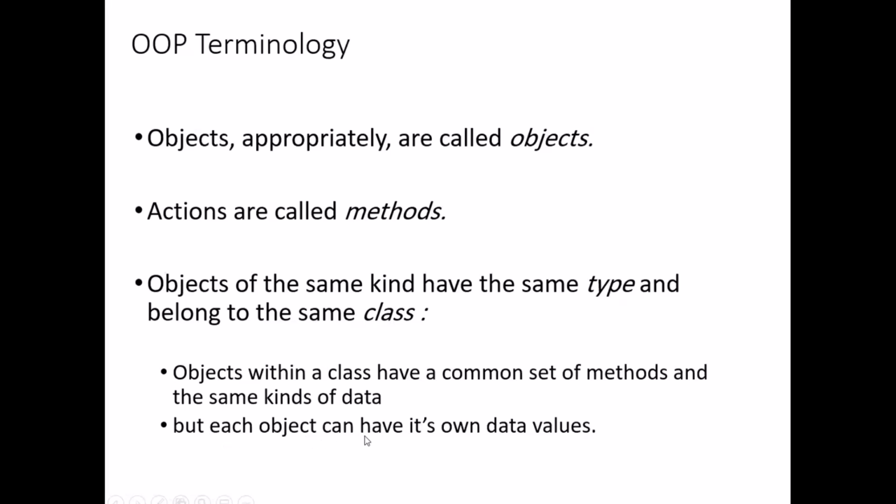But each object can have its own data values. So every object should hold its data and should not be affected by other data. So if you own a house, then the house is the data, and you are the owner of this house. So others should not interfere with your house. And also others have houses. You cannot interfere with other houses. This is how we look conceptually at objects and methods.